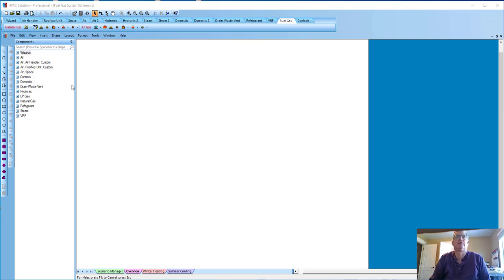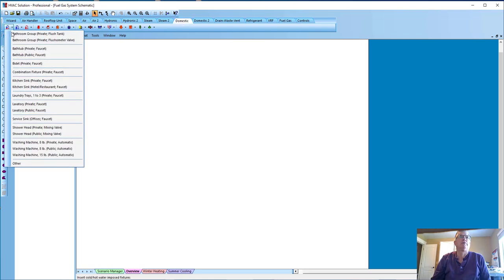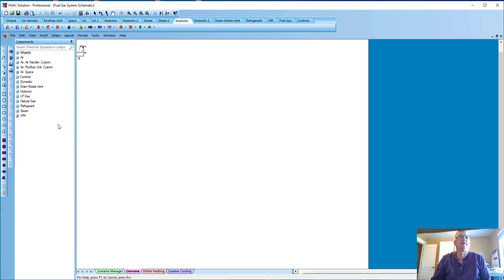Today we're going to look at additional components that we get in the software when we replace some components on the diagram. For instance, if I come to the domestic tab here, come over to a service sink, put that on the diagram sheet there. Now I have another component of that to hook up to the drain, waste, and vent, right? Over here, I would have the cold water connection, hot water connection for a plumbing schematic.